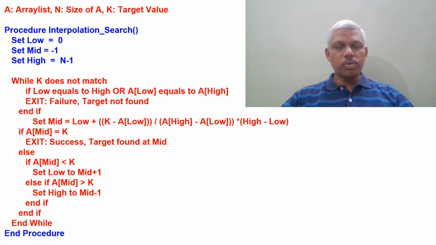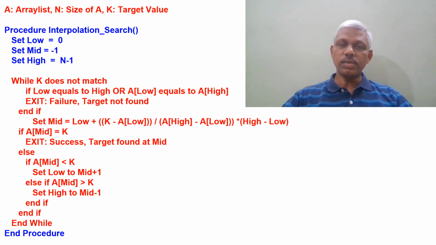Now in the while loop, while the key is not found or does not match, we check the exit conditions also. Whenever low is equal to high, that means only one element is there but the key is not found. So that's a failure case. Or a of low is equal to a of high. That means the subarray consists of only one element and the key does not match. In this case also, we'll exit and the target is not found. That is the scenario. Otherwise we'll continue and find out the mid value.